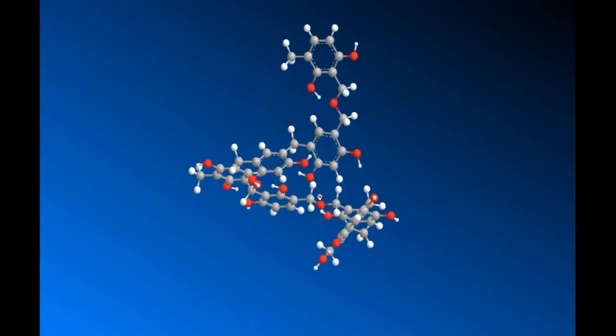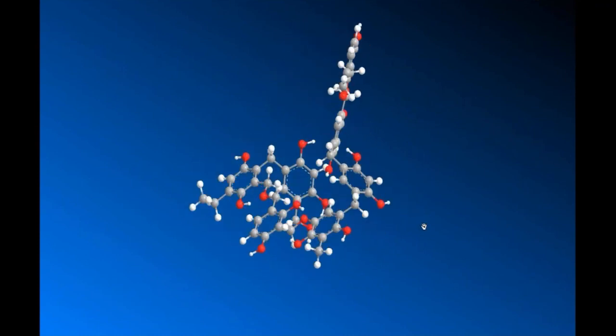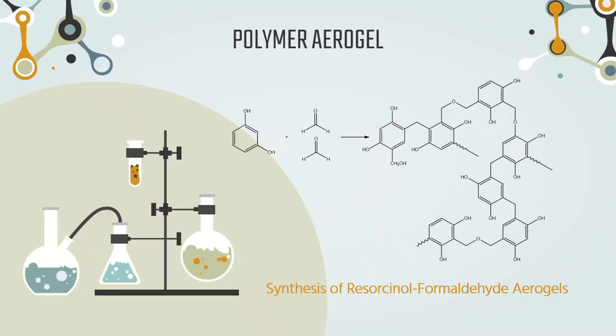And in the case of RF aerogel, the chemistry that is used is the polymerization of resorcinol with formaldehyde in water. Over the course of about 24 hours at room temperature, polymer chains of resorcinol formaldehyde polymer will form throughout the solution, tangling up into RF nanoparticles.